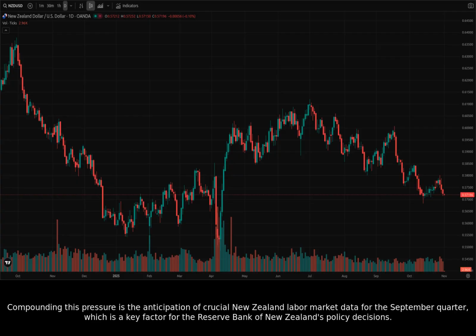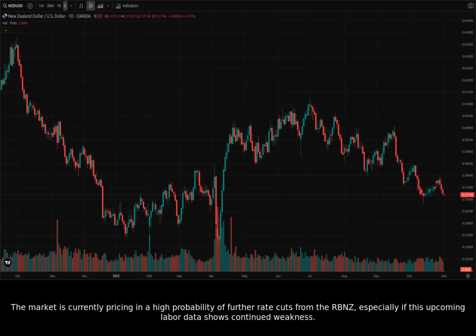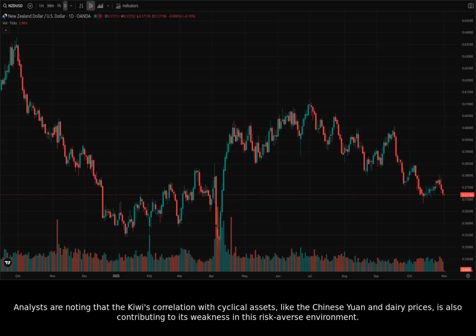Compounding this pressure is the anticipation of crucial New Zealand labour market data for the September quarter, which is a key factor for the Reserve Bank of New Zealand's policy decisions. The market is currently pricing in a high probability of further rate cuts from the RBNZ, especially if this upcoming labour data shows continued weakness. Analysts are noting that the Kiwi's correlation with cyclical assets, like the Chinese yuan and dairy prices, is also contributing to its weakness in this risk-averse environment.